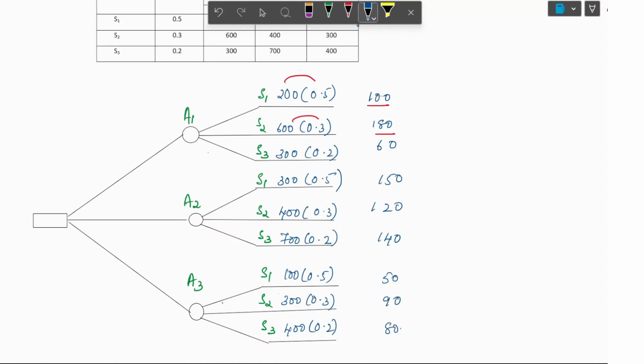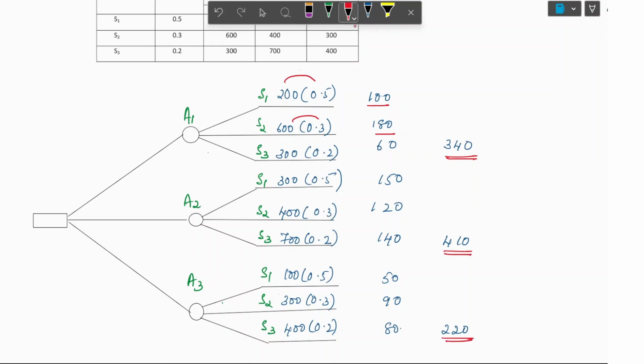Once it is like this, in the figure there is no space for you to write the total, therefore you can write the total here. That means you are adding 100 plus 180 plus 60. Don't multiply, you are adding. Your answer comes to 340 here. Here it is 410. This is 220. That means here you are getting the values 340, 410 and 220.